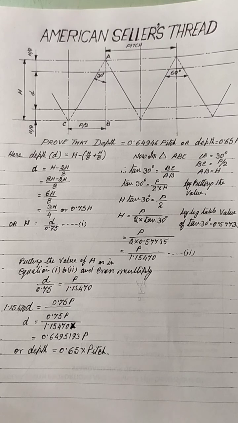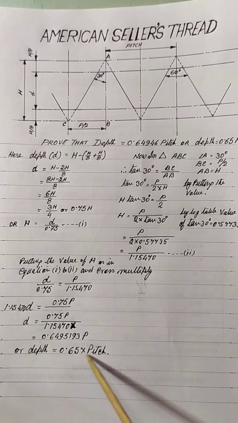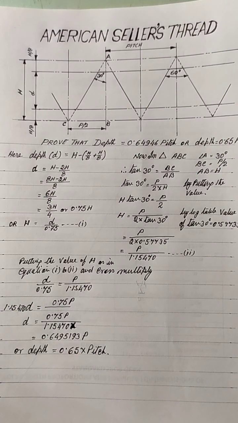By solving this, how much is it? D is equal to 0.6495193 into pitch. So decimals 1, 2, 3, 4, 5, 6, 7, 8th place, 1, 2, 3, 4, 5, 6, 7th place. It is very difficult to remember up to the 7th place. So we will put it as 0.6, this 9 will go, and here it will be 5. So 0.65 into pitch. This is the formula we use to calculate the depth in metric thread.